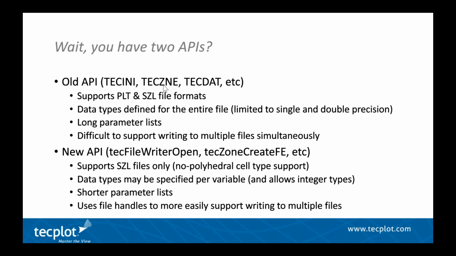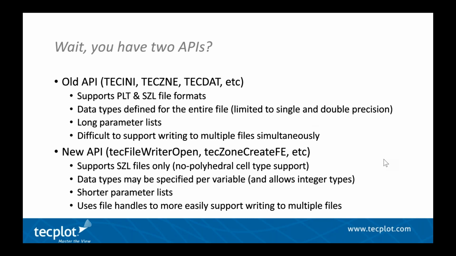And then this API also uses file handles to more easily support multiple file types or multiple files. And we also, as you'll see in the source code example, we pass actual zone and variable numbers down to the functions, so you can write your data out of order, so to speak.